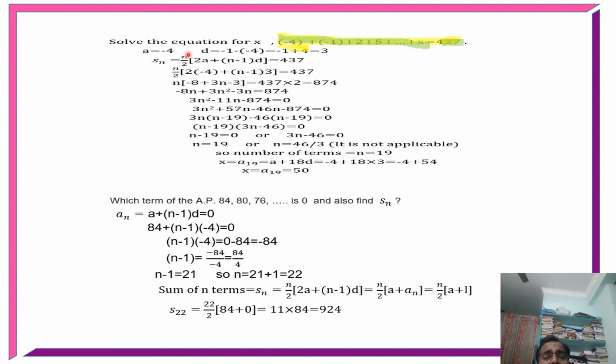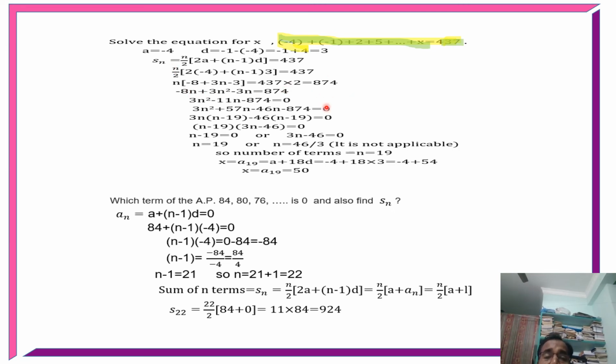Let us take a equal to -4 according to the given question. d is -1 minus (-4), according to the formula a2 minus a1, that is -1 + 4, that is +3. So Sn equals, according to the formula, n by 2 of 2a + (n - 1) into d, equal to 437. Substitute the values we have; except n, the rest of the values we have. Then the 2 goes to the other side of the equality, it becomes division, and division becomes multiplication.